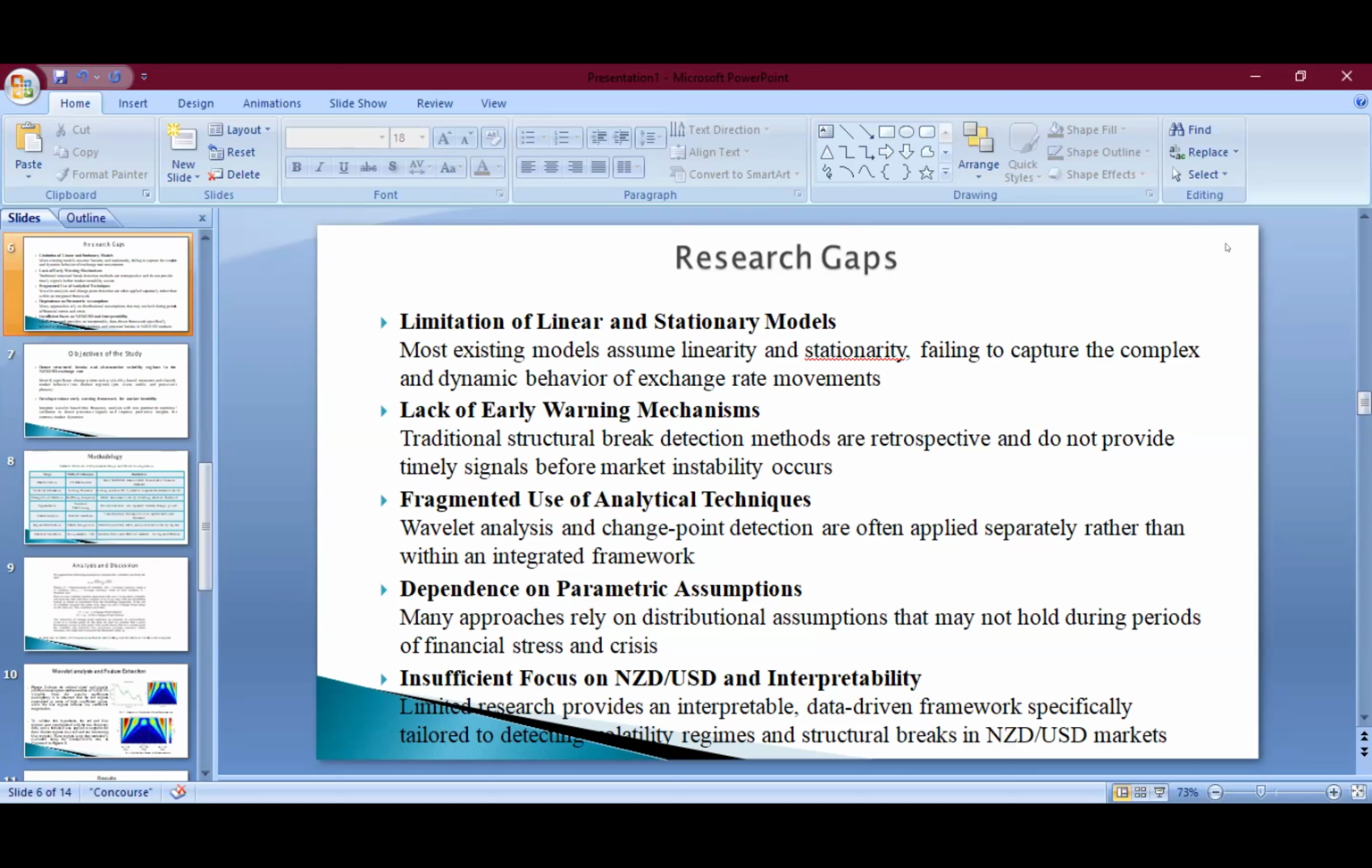The second one is the lack of an early warning mechanism. The next one is the fragmented use of analytical techniques, then dependence on parametric assumptions, and finally insufficient focus on the currency market and interpretability. These are mainly the research gaps that we found from the literature review, and we are trying to solve our problem by using this research.